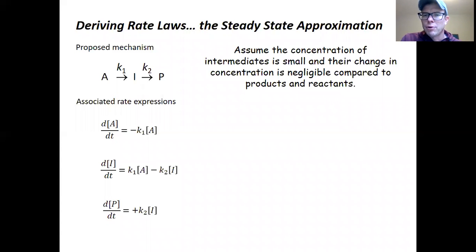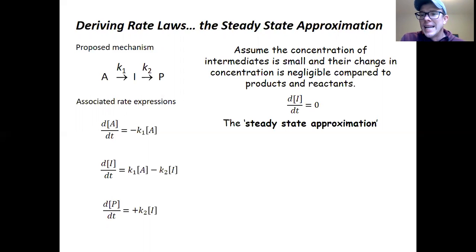And here's sort of the starting point. What if we assume that the concentration of intermediates was small, and because of that, the change in concentration is negligible? That means it's about equal to 0, right? In other words, dI/dt equals 0. This has a name, called the steady state approximation. It basically says that the rate at which intermediates come in and the rate at which they come out are constant, and so the concentration of intermediate doesn't change with time. That's what we mean by steady state.